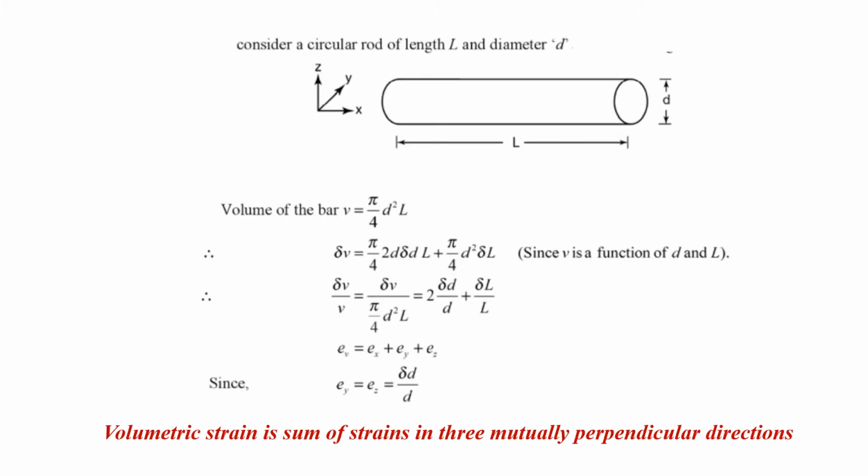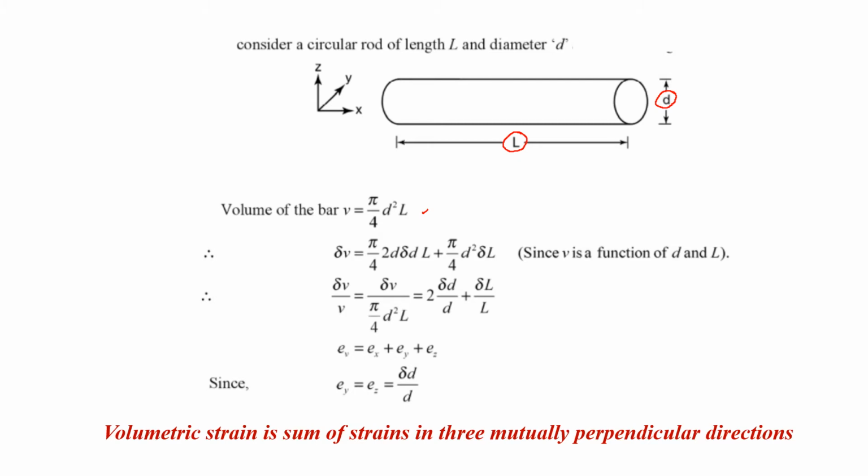Now we can consider the case of a circular rod of length L and diameter D. Here also we can find the expression for the volumetric strain. Volumetric strain is the change in volume divided by the original volume. The initial volume of the bar is cross-sectional area times length, so it is pi by 4 D squared into L, where L is the length of the bar.